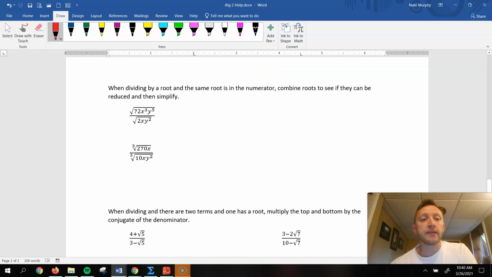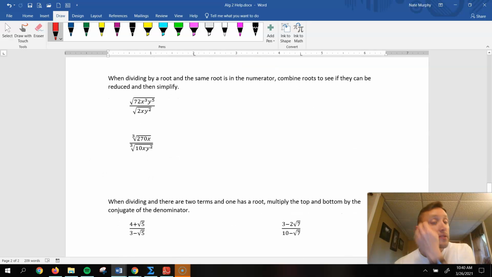All right, let's look at these now. Here we still have a single term in our denominator, but I recognize we have a root in our numerator and a root in the denominator, and they are the same root. When you start multiplying, it really gets ugly. So if there's anything we can do to reduce before we multiply, we want to do that first.